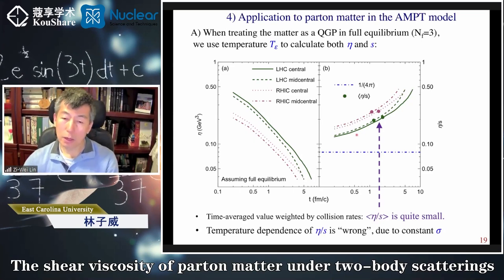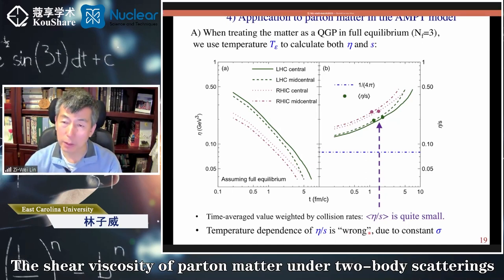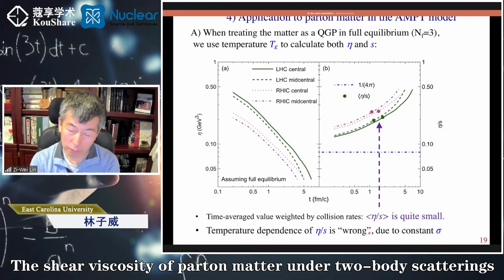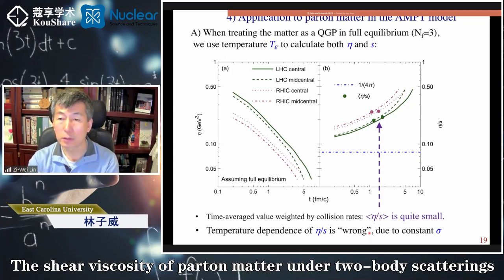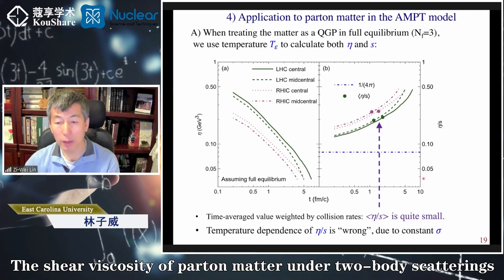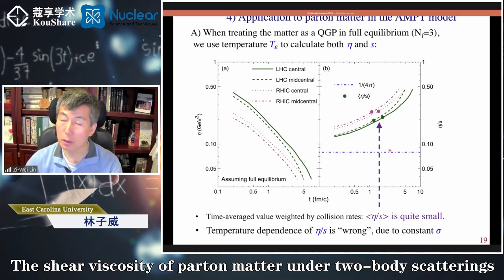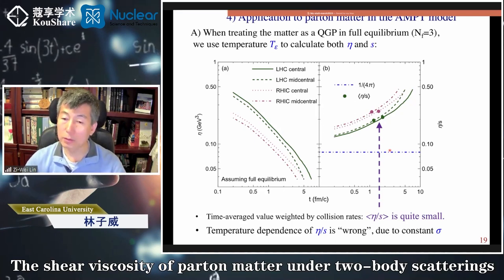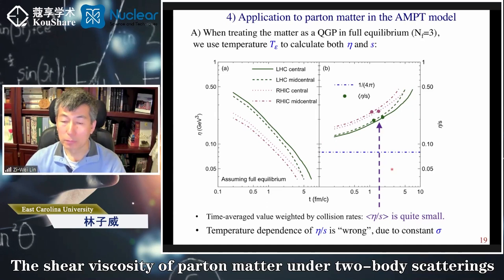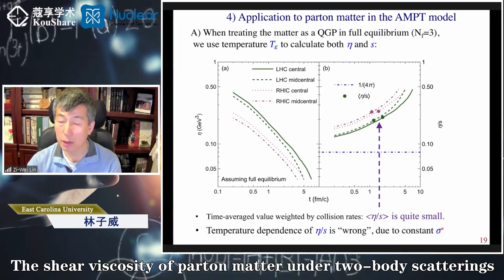However, if you notice, the eta over s temperature dependence is kind of wrong. Wrong relative to what people expect, for example, from the finite temperature pQCD or from the previous extraction by the Beijing group of eta over s from comparison to the data. Because as time goes on, the temperature drops, and the expectation from pQCD is that as temperature drops, eta over s should decrease. But we show an increase here with time. And later we will see that this is a consequence of using a constant cross section sigma in AMPT.